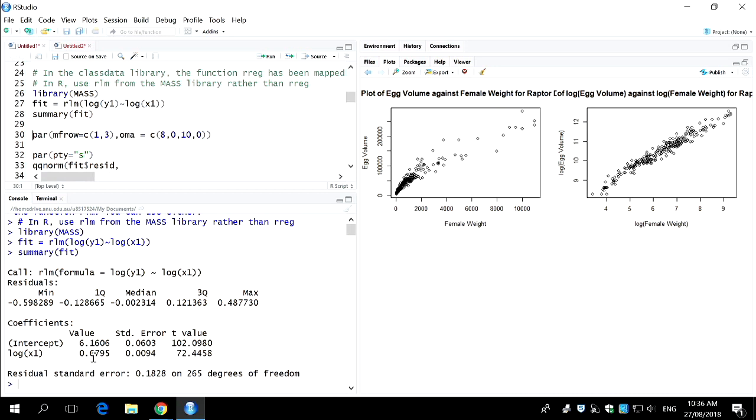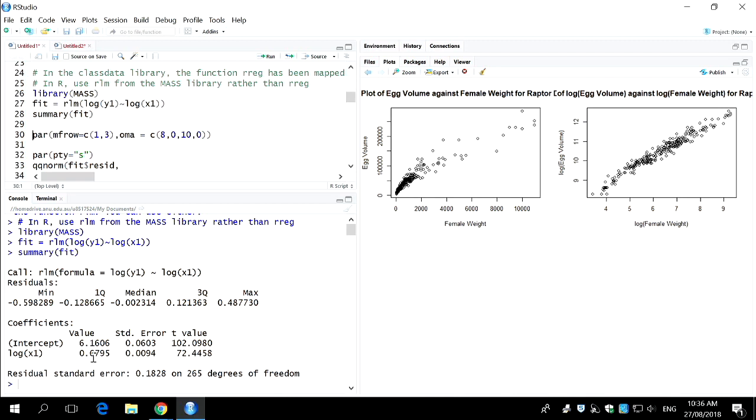You can see my t-values are ginormous, right? The intercept is 102 standard errors away from 0. The slope is 72.5 standard errors away from 0. So the regression's highly significant. Again, your eyes tell you that.